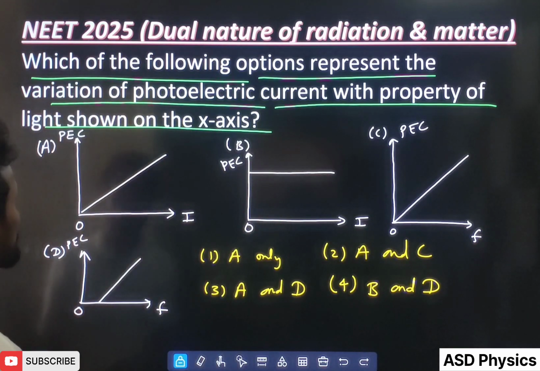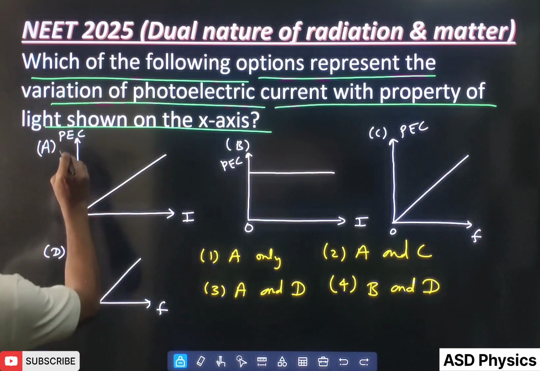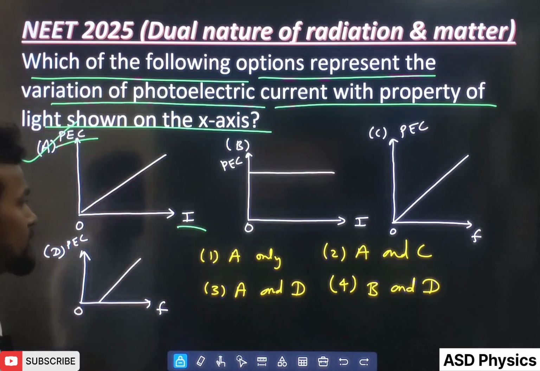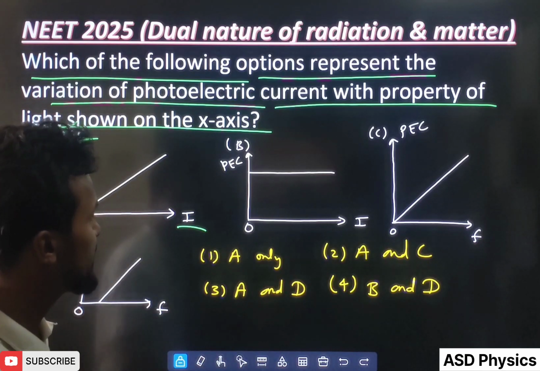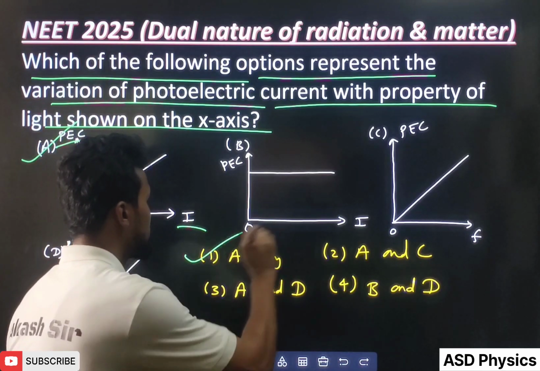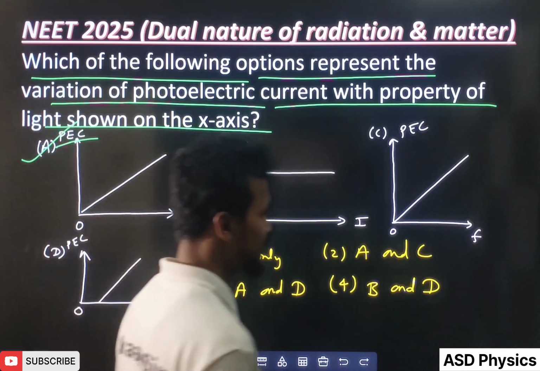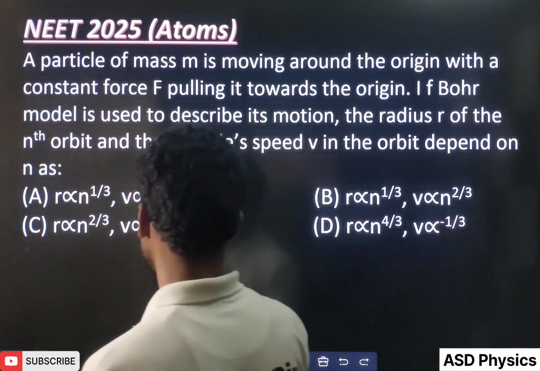So what I told you, photoelectric current depends upon the intensity. This is photoelectric current, PEC. This I is the intensity of light. Here A is there, but the options are: A only, A and C, A and D, B and D. So the correct option is option 1. The other options are wrong. Great. Now students, next one, let's see.